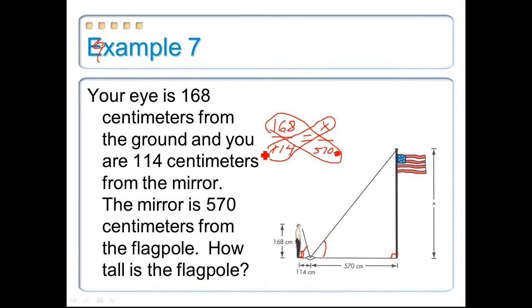And so we get 114x for cross multiplying here, and the other one will give us 168, and I haven't felt like multiplying it out, times 570. Then I'm going to have to divide by 114 when I solve this thing. Divide by 114. Now I'll get x. And when I do that, I'll get x equals 840 centimeters.